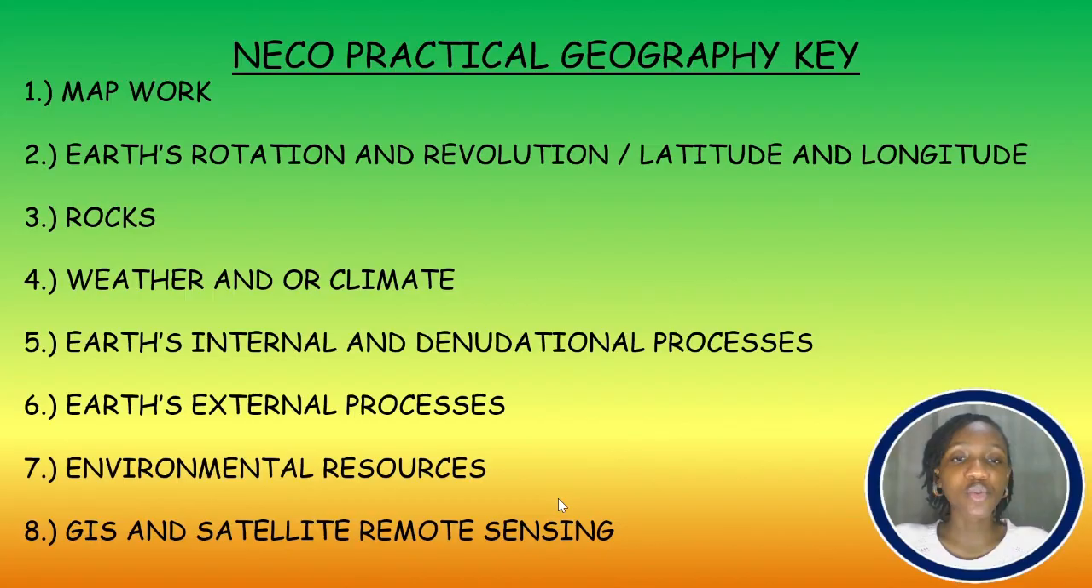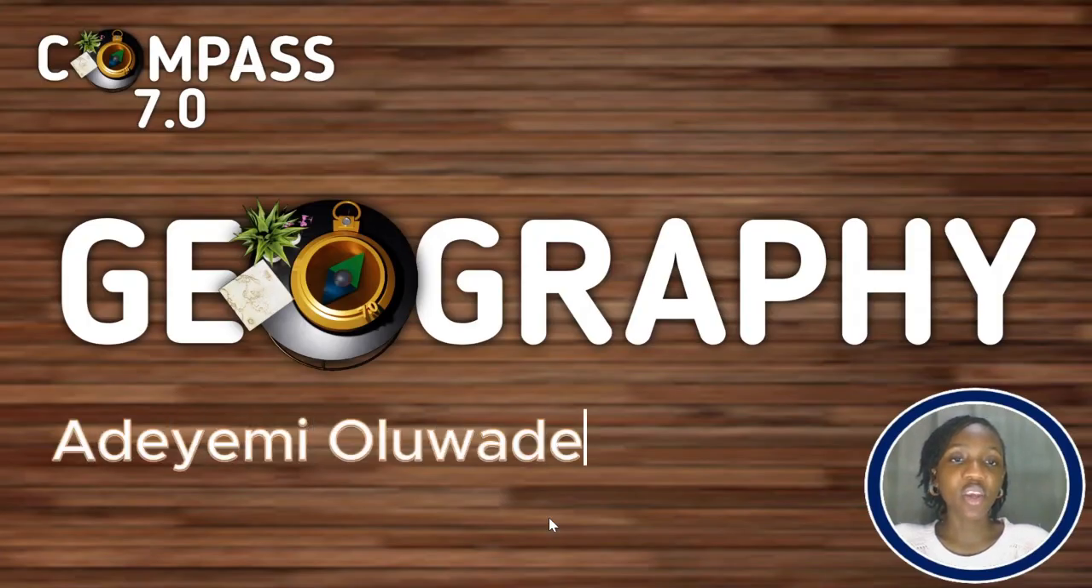So now you have the blueprint to ace your practical geography. I went into the exam with the mind of answering questions 2, 3, and 7. That's on earth rotation and evolution, rocks, and environmental resources, along with the compulsory one, and I did just that, and I got my A in NECO geography. And that brings us to the end of the video.